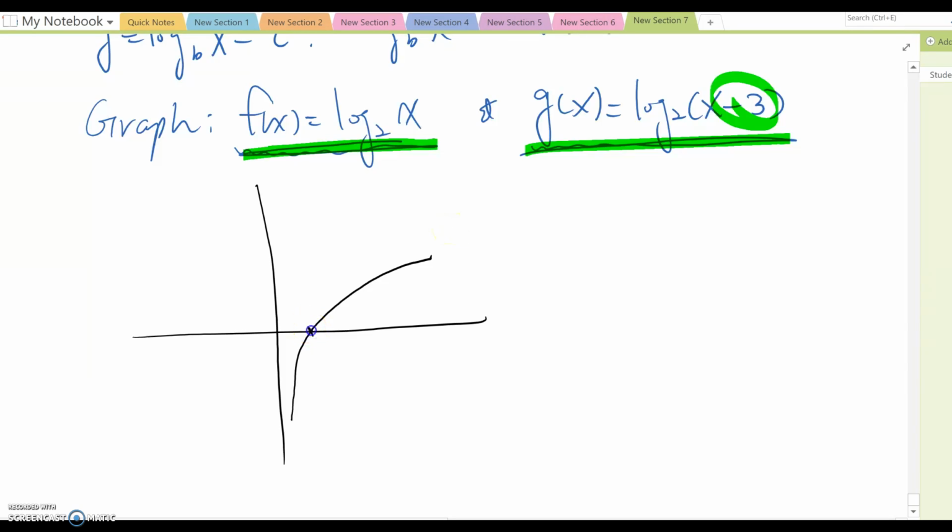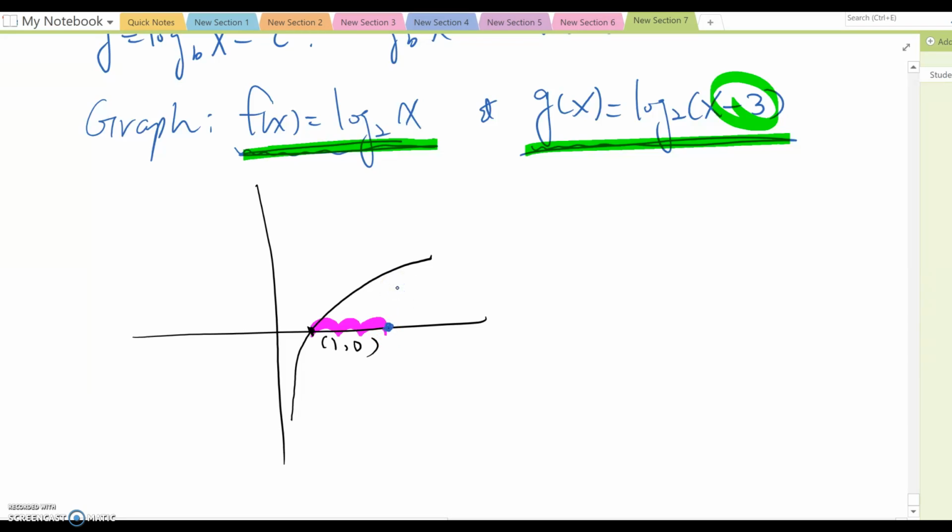Now the known point is (1, 0) here. So this will move 3 units to the right. So this point moves 1, 2, 3. So it will pass through this point.